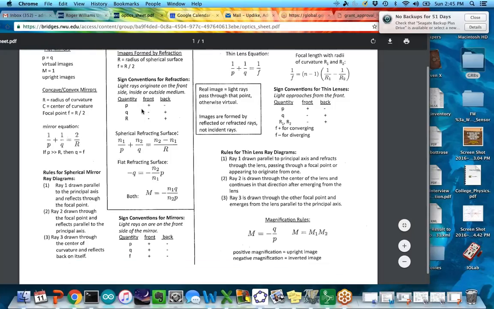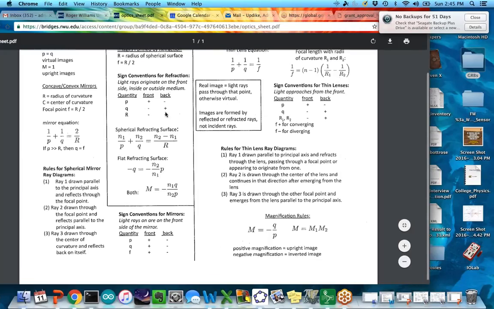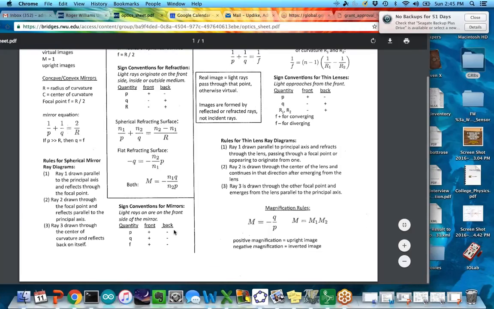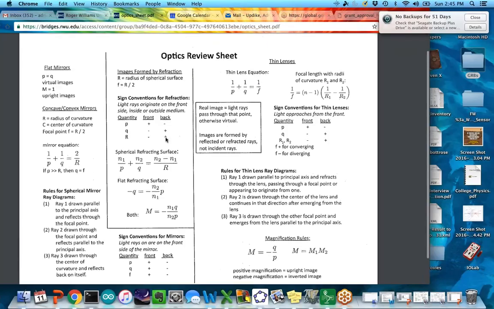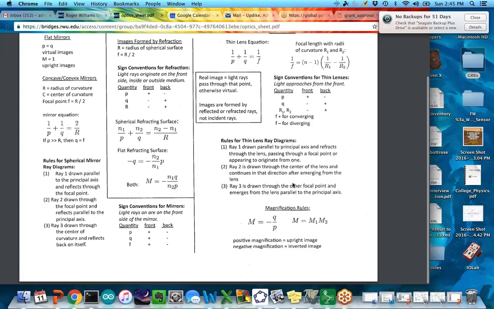These are the sign conventions for refraction. The ones you want are the sign conventions for mirrors and for thin lenses. We did not do this stuff over here where we're combining several mirrors or lenses together. So we're not going to put that up there. This is useful. This one we did not do, where there's different radii of curvature on each side, so you can ignore this one. I'll probably cross these out when I put it on the sheet, just the ones you don't need to know, so it's not confusing you.